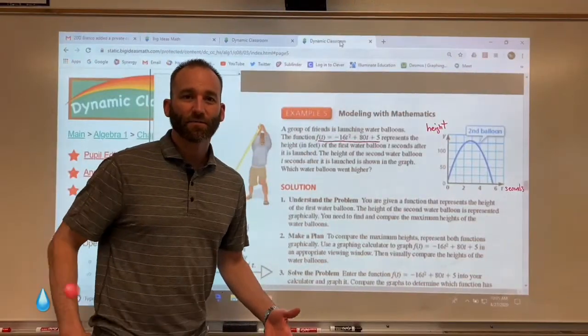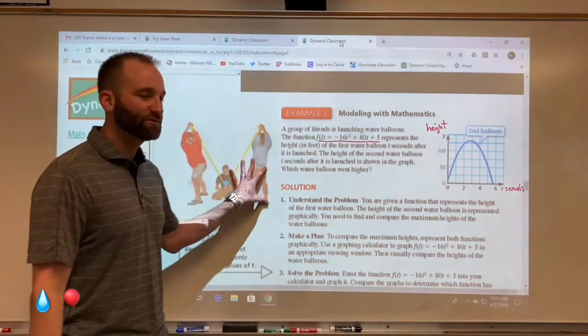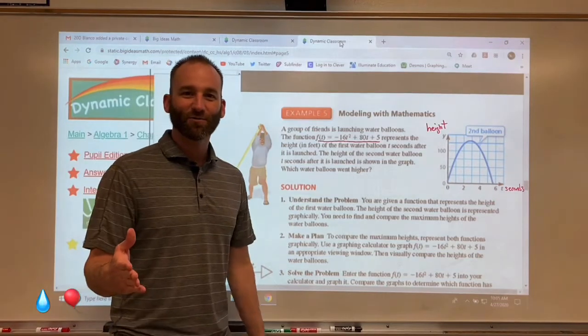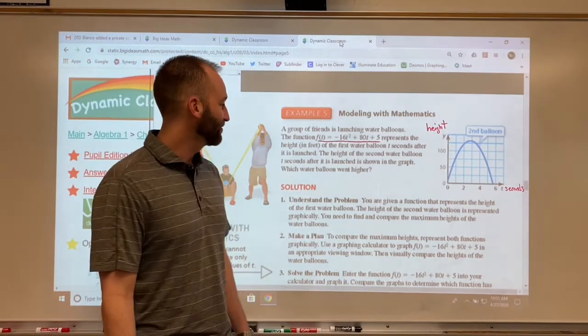Here's an example in our book of what we'll be doing in our homework today. We got some water balloon dudes right here with a launcher. Anybody got a water balloon launcher at home? It's been hot lately, might be fun to have. Throw some in the air.